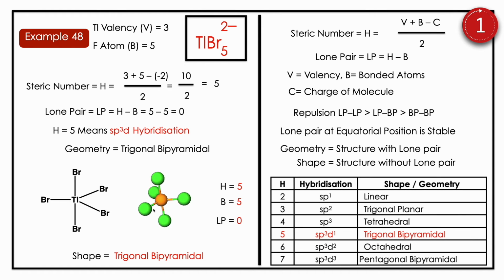Then example 48, tellurium pentabromide dianion. Tellurium is the boron group, valency is 3, bromine atoms are 5. So steric number will be (3 plus 5 minus of minus 2) whole divided by 2, which gives 10 by 2 gives 5. Lone pair will be H minus B, which is 5 minus 5 equals 0. H5 means sp3d hybridization. So geometry is trigonal bipyramidal. Since no lone pair in the system, geometry and shape will be the same. So TeBr5 2 minus is trigonal bipyramidal.